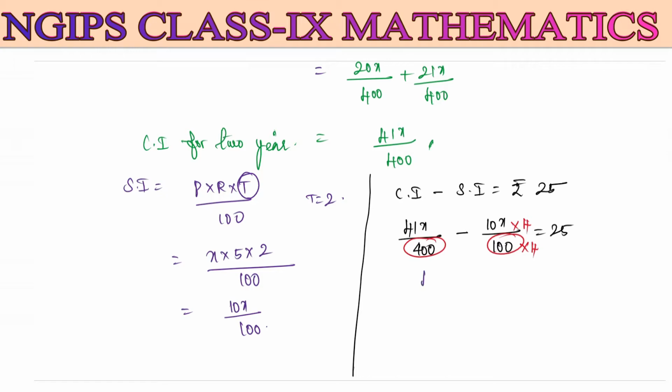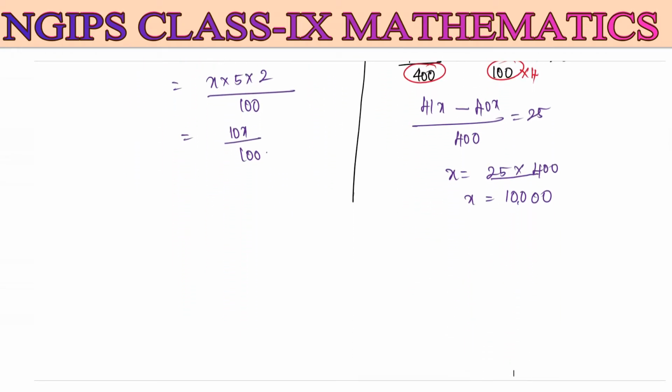Here it is 41x minus 40x, divided by 400, is equal to 25. So if you subtract here, x is equal to 25 into 400. Here we are going to get x is equal to 25 fours are 100. We have 2 more zeros. So we got here 10,000.